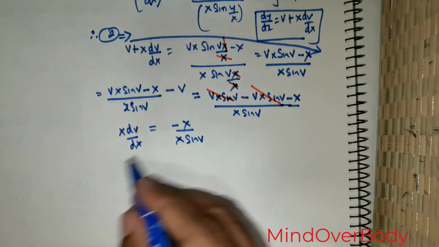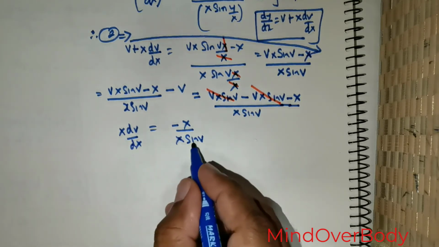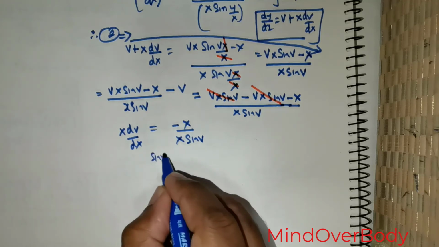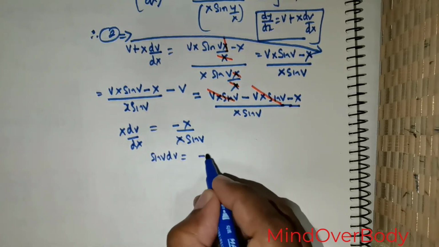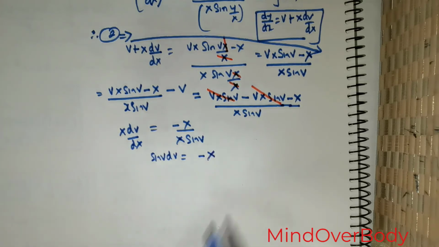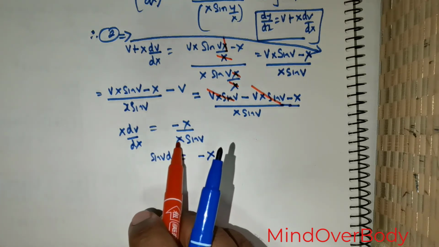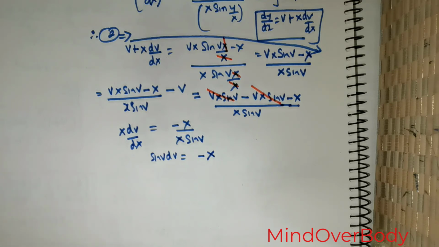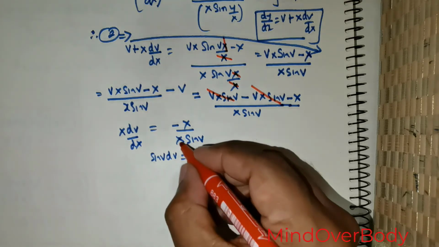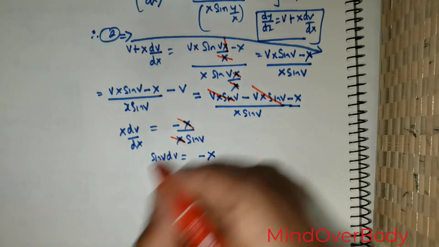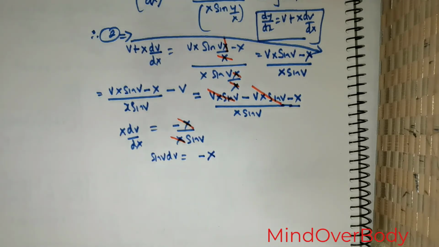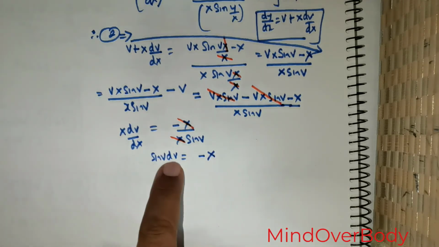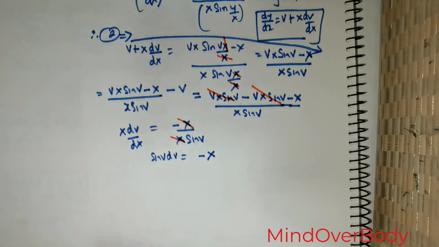I will move all the x to the one side and v to the other side, so this is going to be sine times v dv is equal to negative x. And probably what I should have done here is, I can clearly see that there is a presence of an x here and an x there. So what I can do is I should have cancelled these two x's, and that would leave me with sine v dv. Of course, that's right.